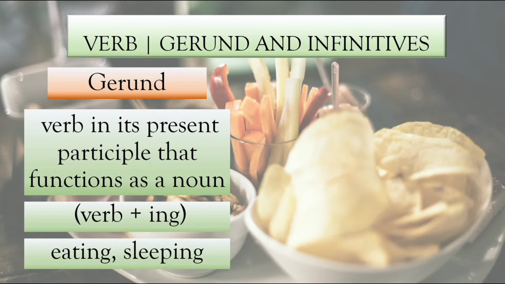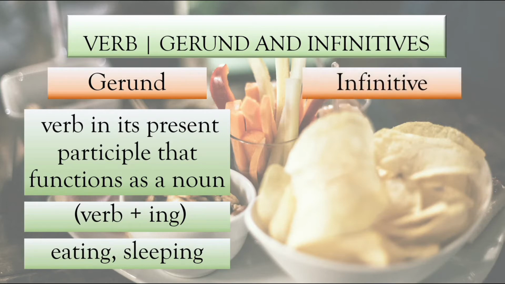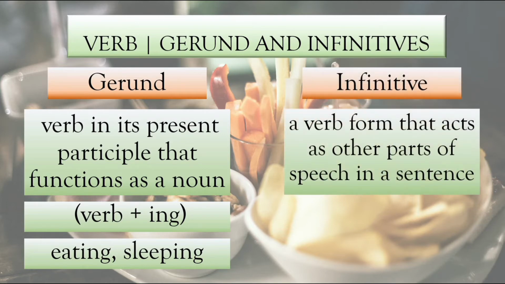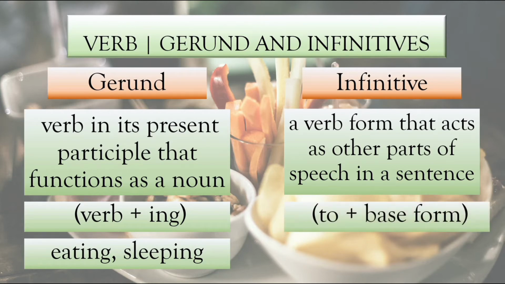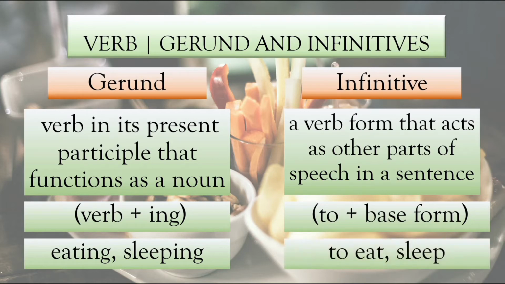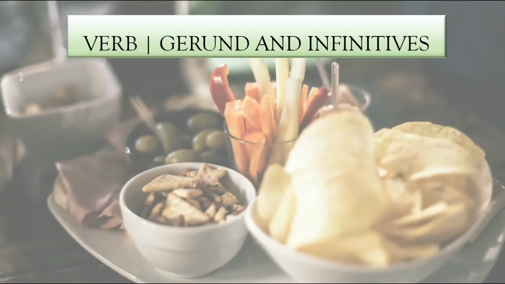On the other hand, we have the infinitive. By definition, an infinitive is a verb form that acts as other parts of speech in a sentence. The form of an infinitive is to plus the base form of the verb. For example, to sleep or to eat. Just like a gerund, an infinitive can also function as a noun in a sentence, but usually, a gerund is used as a subject in a sentence. Let's have a look at this sentence as an example.